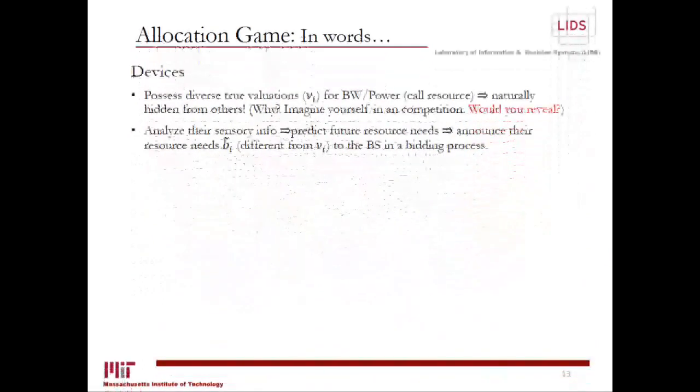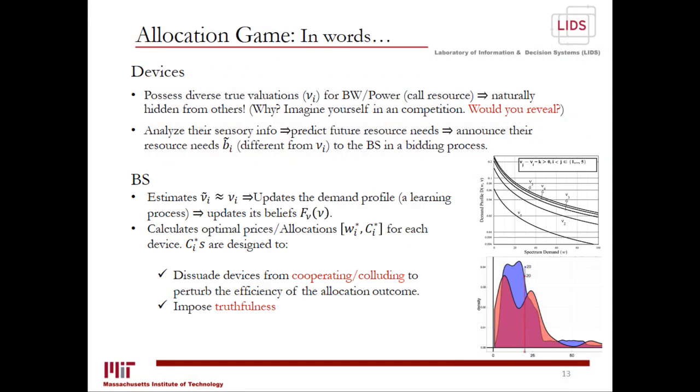These pieces of information are summarized to announce the amount of resource they require. We represent that with b̃_i. These bidding strategies are announced to the base station. Upon receiving these bids, which are the amount of bandwidth that the devices claim to require, the base station estimates the valuations of devices. This step is very important, because without knowing and estimating the valuations, there is no way that truthfulness can be induced into the mechanism.